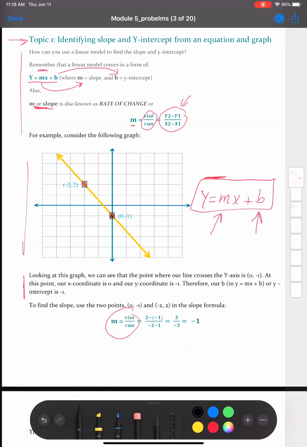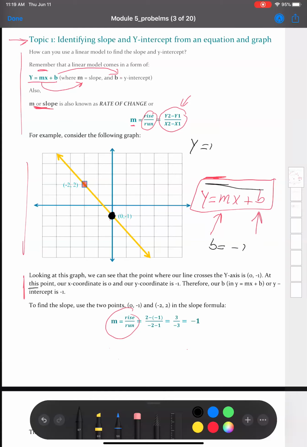Okay, so (0, -1). This right here is the point on the y-axis where our line crosses it, right? So at this point, our x-coordinate is 0 and our y-coordinate is -1. Therefore, our b in this formula is going to be -1. So we already have part of the equation.